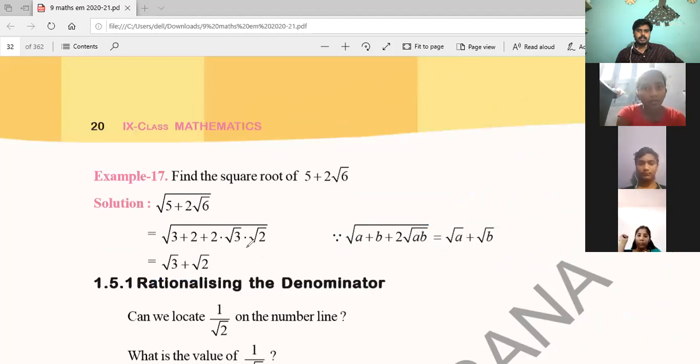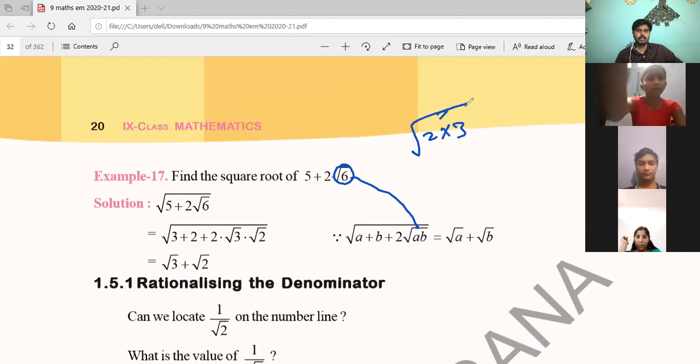Right. Did you get that, Nana? Just replace. In place of root AB, we have 6. That we can write as 2 into 3, where A is equal to 2 and B is equal to 3, or A is equal to 3 and B is equal to 2, we can take. And replace the values of A and B in this formula.